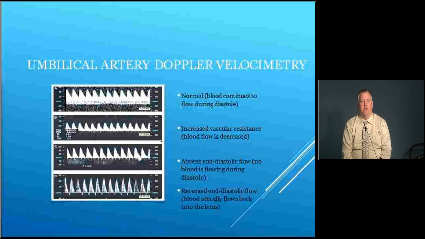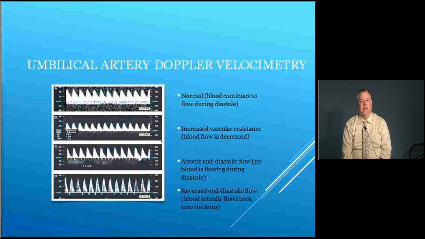The second picture is taken from a fetus with increased vascular resistance, and that's where our blood flow is decreased. We may see that in moms who are preeclamptic or diabetic. What we see there is, even though we still have blood flow during diastole, the peak and the trough of that systole and diastole are much lower than they are in a normal fetus. So we've got decreased blood flow.